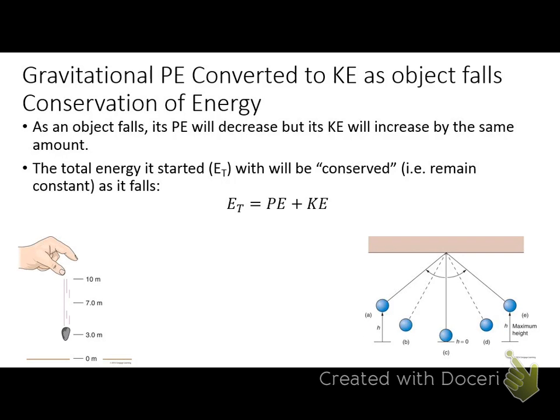Another classic example, not dropping something, is a pendulum. It swings up and goes slower, it stops and swings back down. It's going fastest at the bottom, and swings up but goes slower, stops and goes back. That's what a pendulum does. And for the ball on the pendulum, we could do the same thing. The total amount of energy at any given time is the sum of how much gravitational potential energy it has because of its position, plus how much kinetic energy it has because of its motion, and that will stay constant.